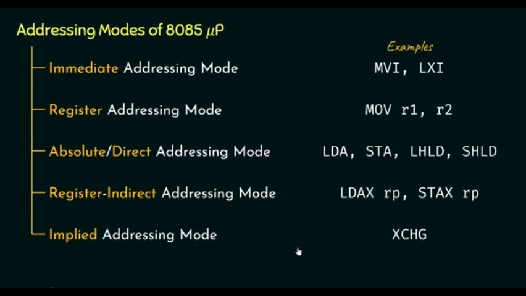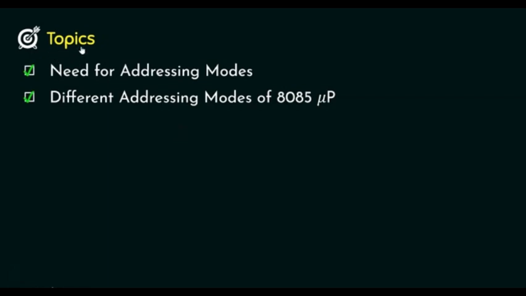So remember, in 8085 microprocessor, there are 5 different addressing modes. So in this session, we covered the topics, the need for addressing modes. Do remember, addressing modes refer to the different ways of accessing a data. Thereafter, we learned about the different types of addressing modes of 8085 microprocessor. There are 5 of them, right?